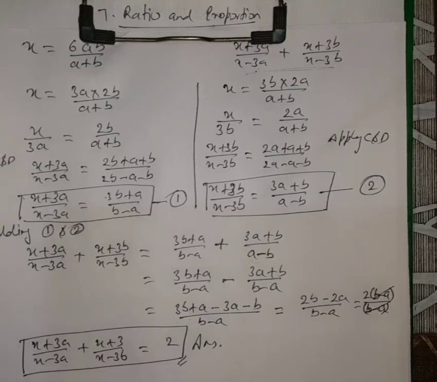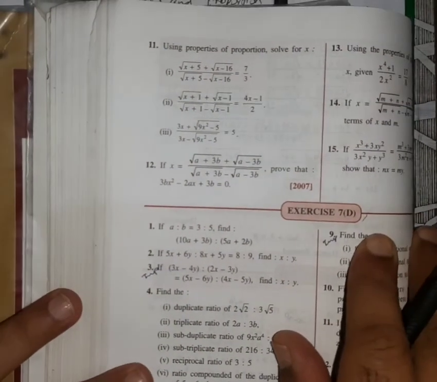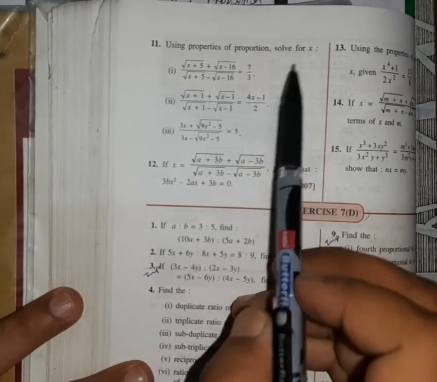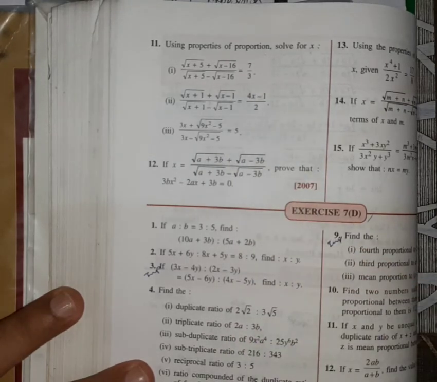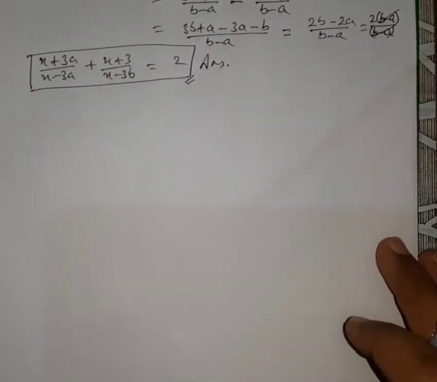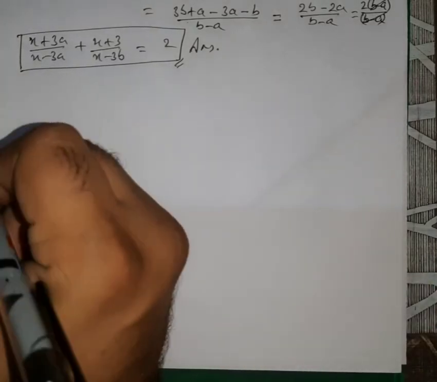So now I hope that you can try some of the questions from your exercise, but I will take one more question, that is question number 11, very important. In question number 11, the question says using the properties of proportion we have to solve for x. So we have to use the properties that we know, and then we will try to solve for the value of x. I'm taking the first part of question number 11.